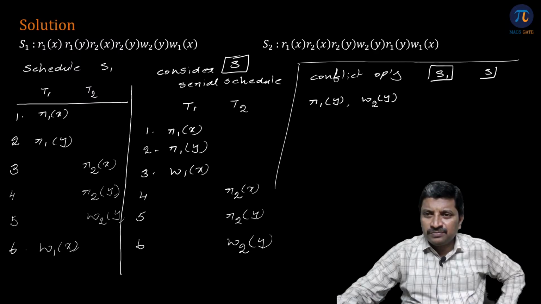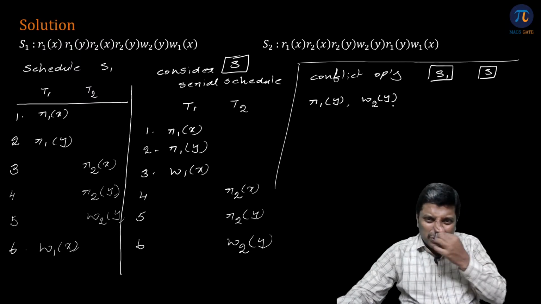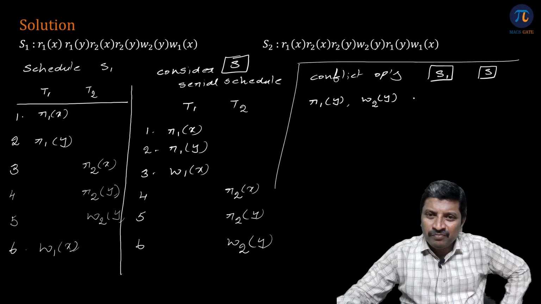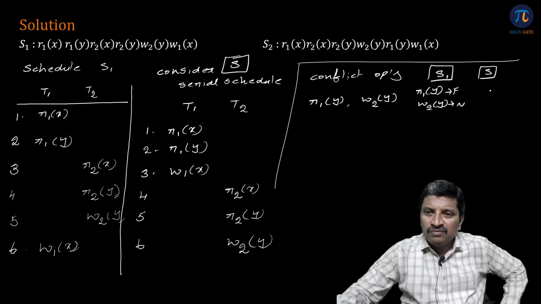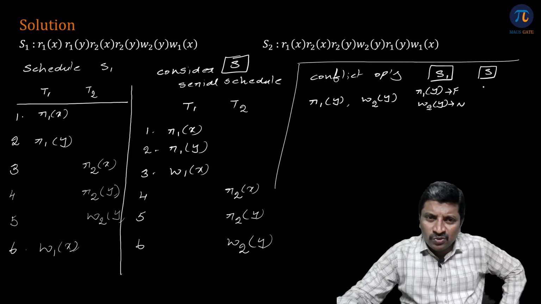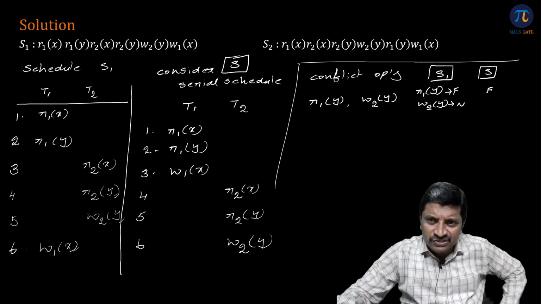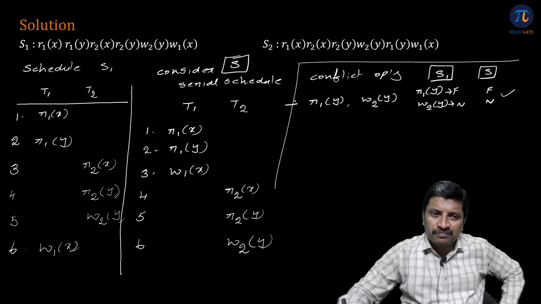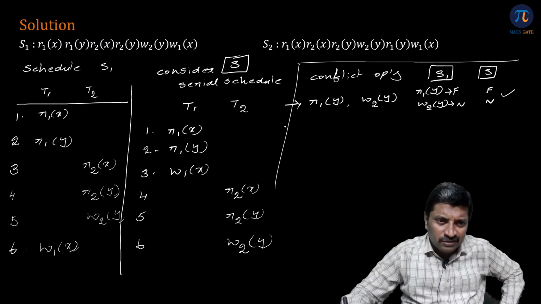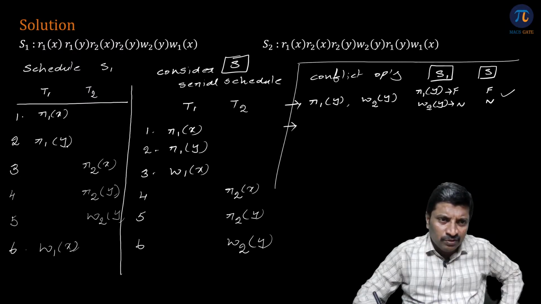So in schedule S1, let us suppose this is the schedule S. Here in schedule S1, who is first, sir? R1 of Y is first. W2 of Y is next. What about here also? Here also R1 of Y is first, this is next. So there is no problem for this pair. Do you have any other pair, sir?